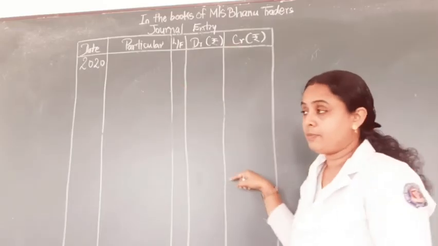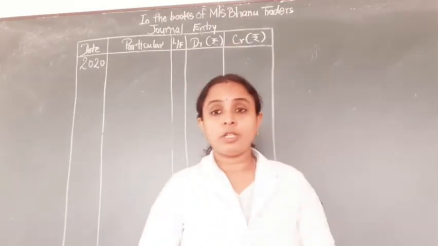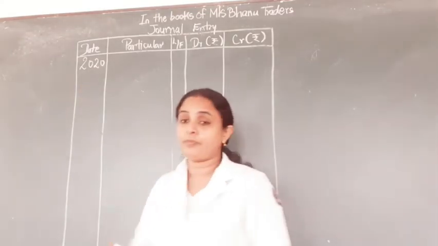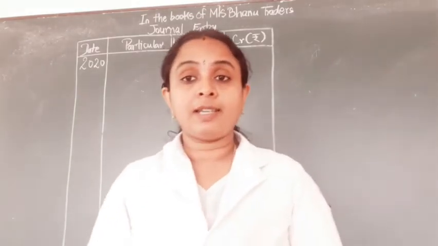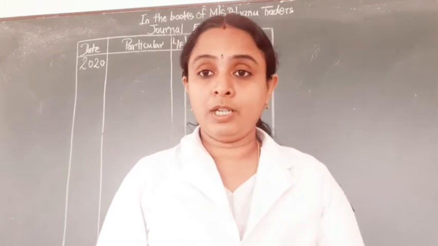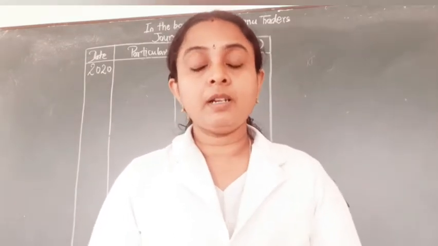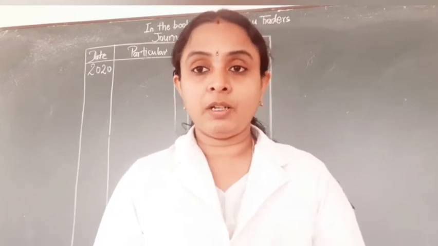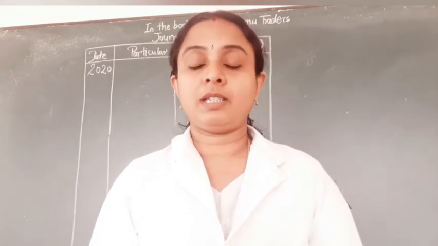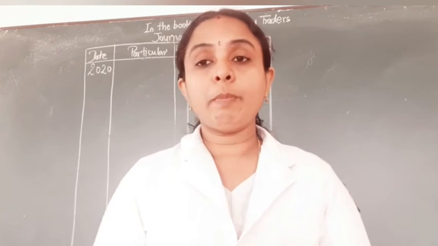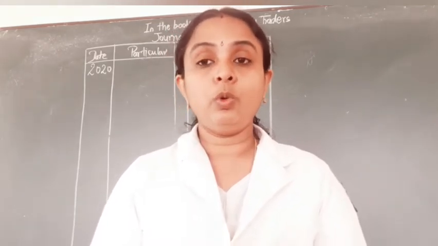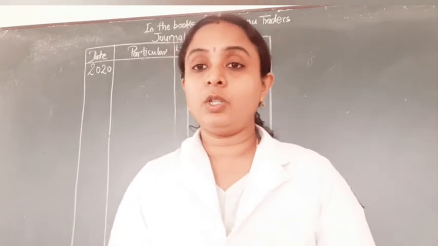This is the format. In your question, it is given that the year is 2020. The first transaction given in your question is 1st April, commence the business with a capital of rupees 1,50,000. So here business is started. I hope you remember the rule of debit and credit. Using those rules, you have to pass the journal entry.